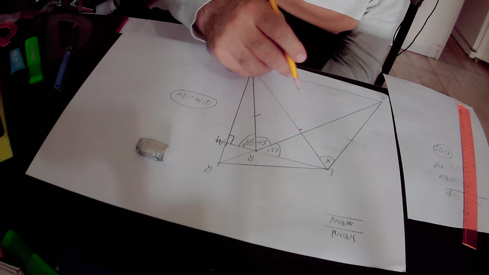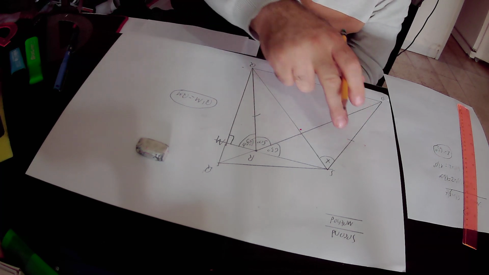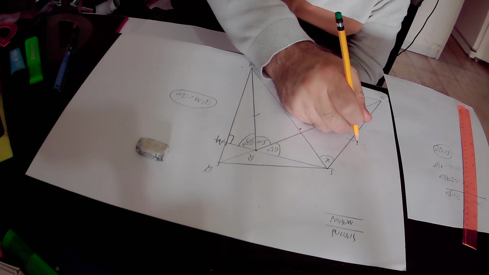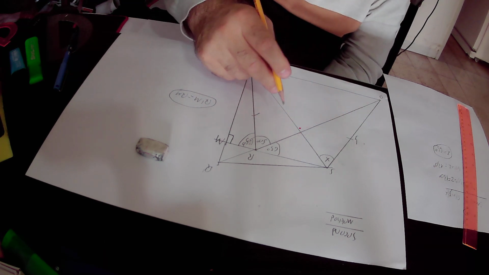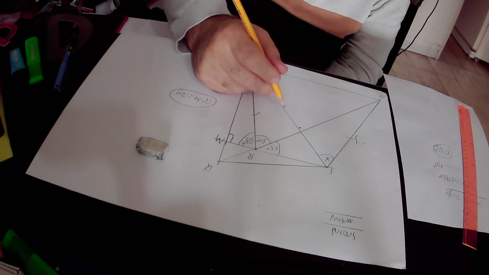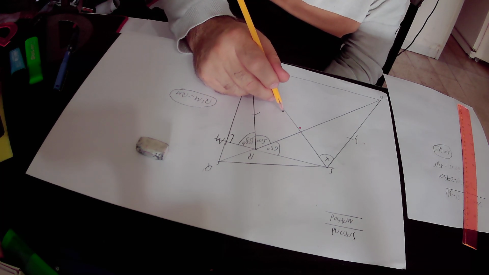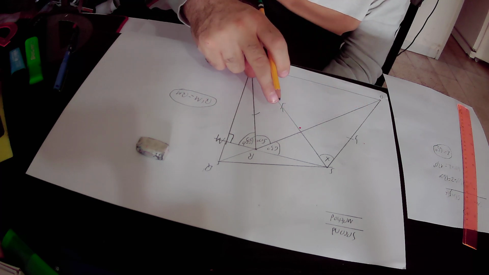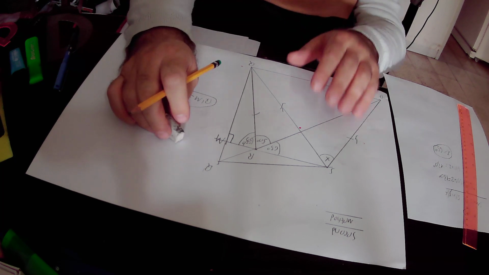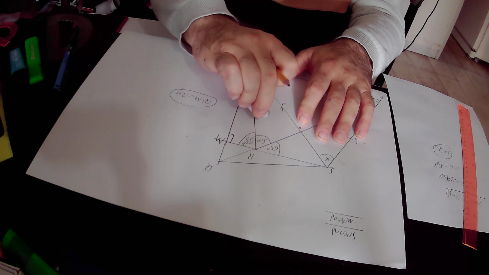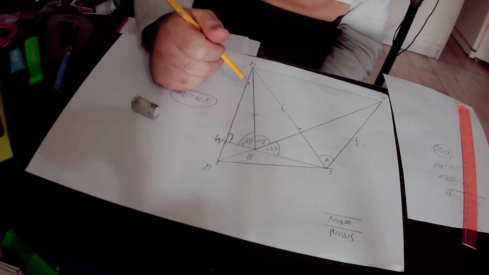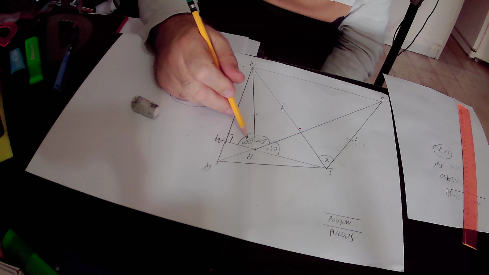Actually, according to what is given in the question, SP equals SQ. So if we define SP as Y, then SQ will also be equal to Y. SP equals SQ equals Y, according to what is given in the question. So we found out that angle QRM, this angle, equals 65 degrees.